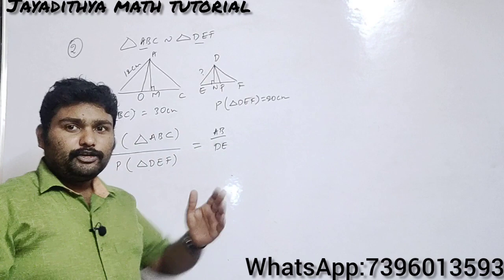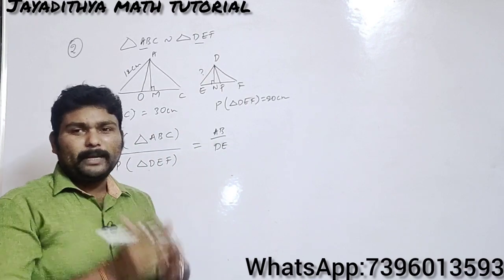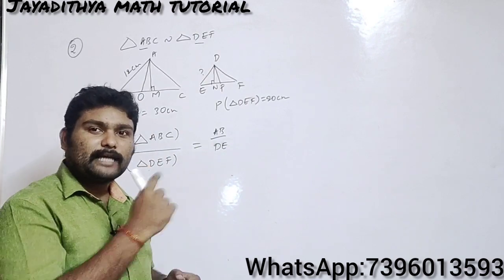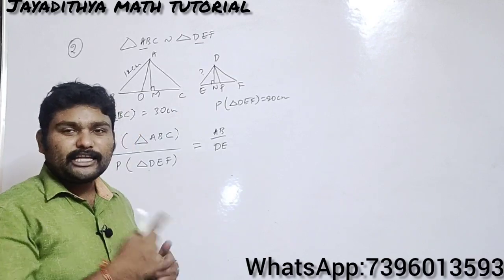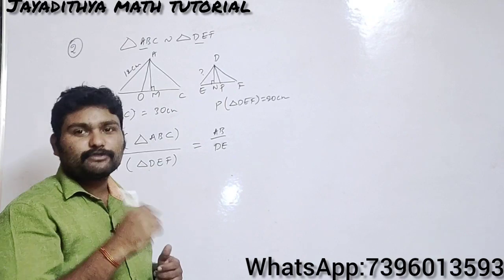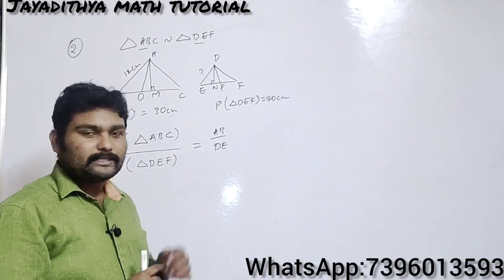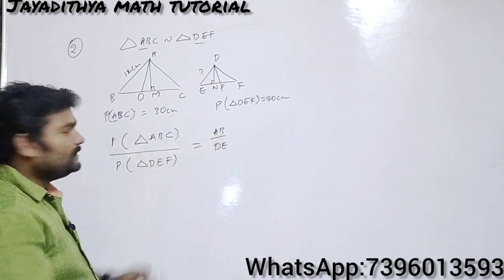Okay, once again you come back and write the results here. So the perimeters' ratio will be equal to the ratio of the corresponding sides, the ratio of their corresponding altitudes, the ratio of their corresponding medians, and the areas ratio will be equal to the square of the corresponding sides, the square of the altitudes, the square of the medians. So in this problem we need this part, that's enough.